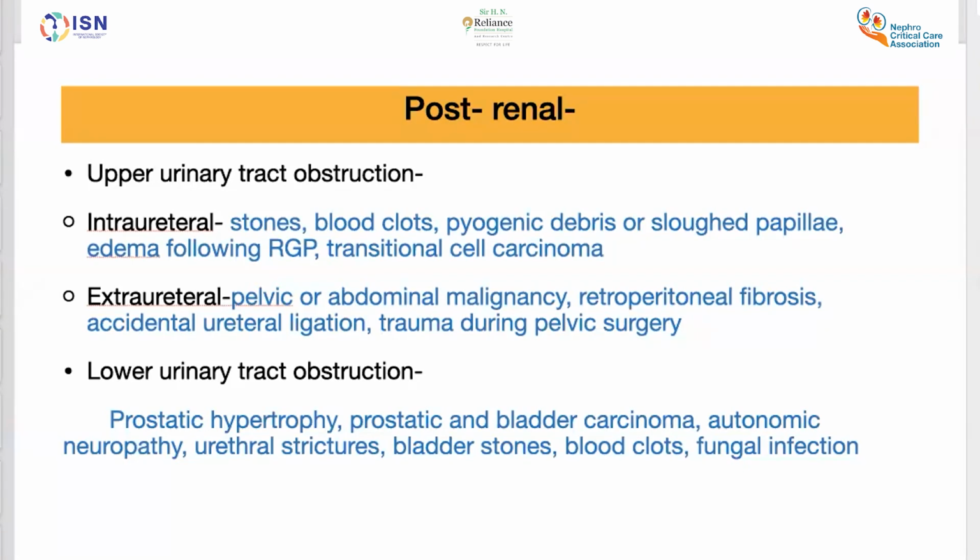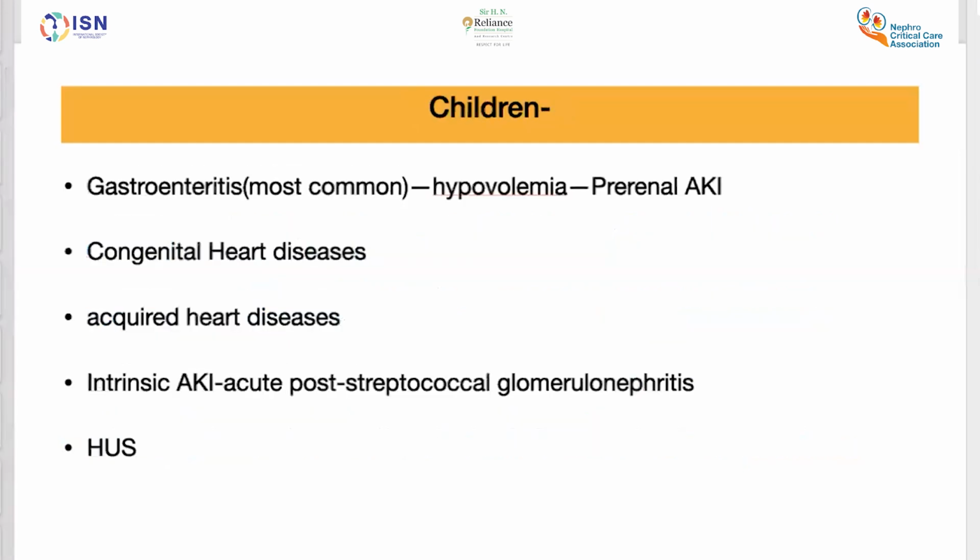Lower urinary tract obstruction causing acute kidney injury may involve prostatic hypertrophy, prostatic and bladder carcinoma, autonomic neuropathy causing urinary retention, and then urethral strictures, bladder stones, blood clots, or fungal infections like fungal balls in the bladder.